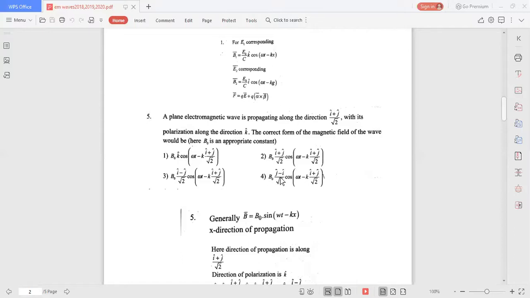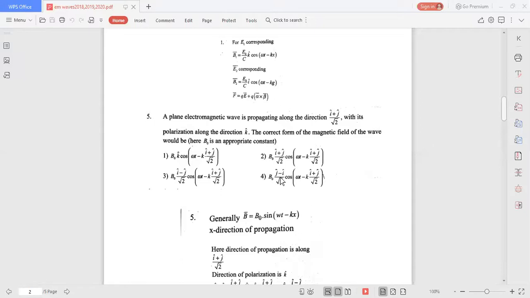Okay, here you see the fifth problem. All of you read that fifth problem. Okay, I have seen the fifth problem.